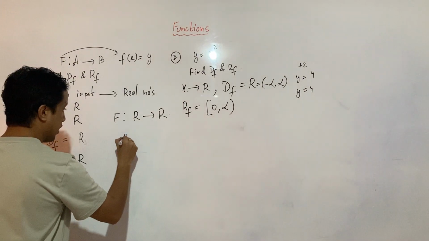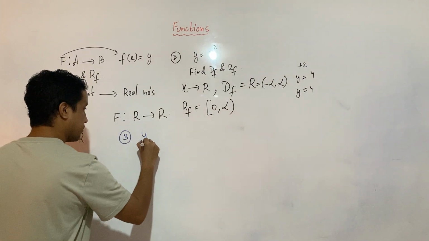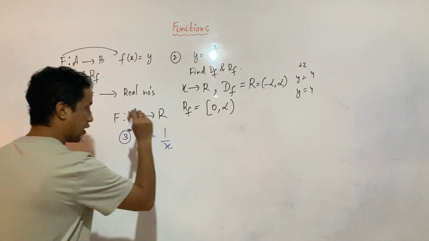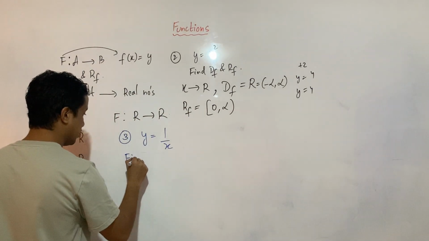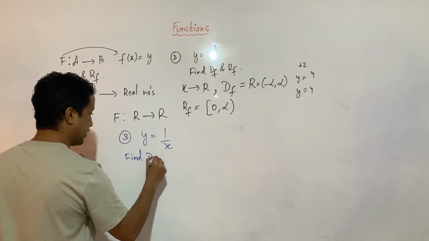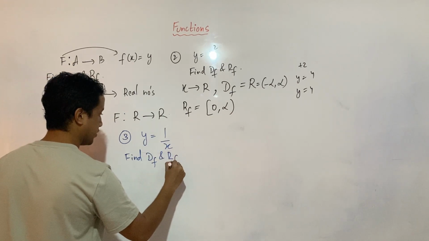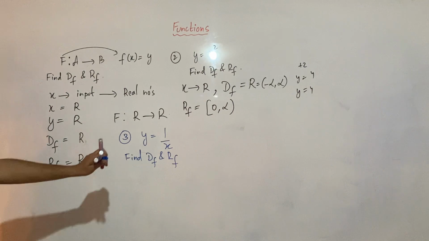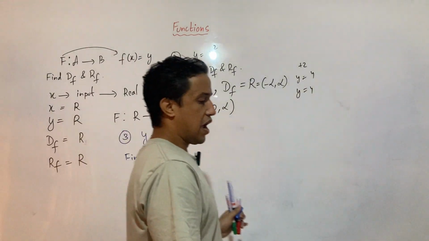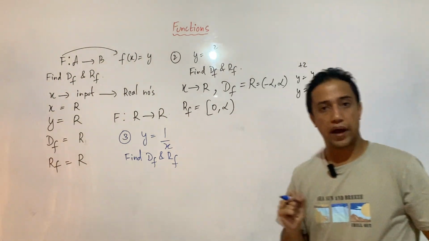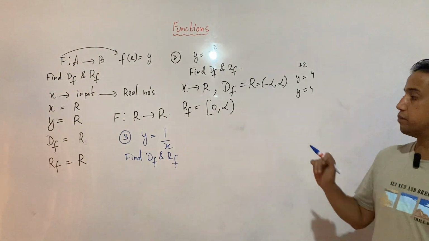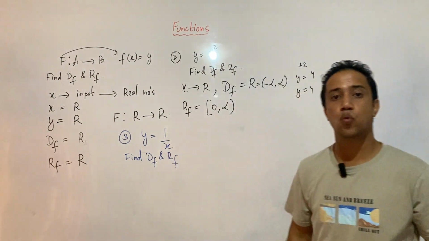Let's say number 3 here. If you have something like this, y is equal to 1 by x, and they ask you to find the domain and range. Yes, this is a function. Why? Because if you put any value of x, you will get a unique value of y, right? For one input, you will get one output.